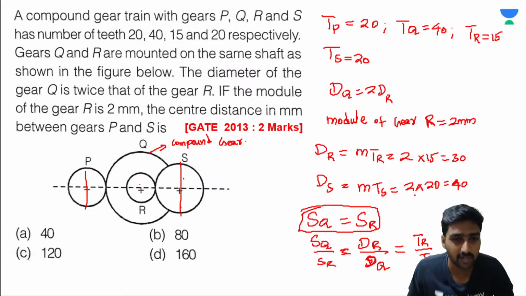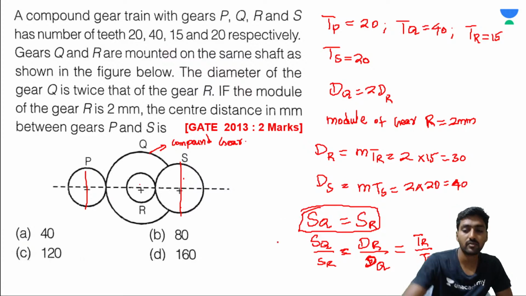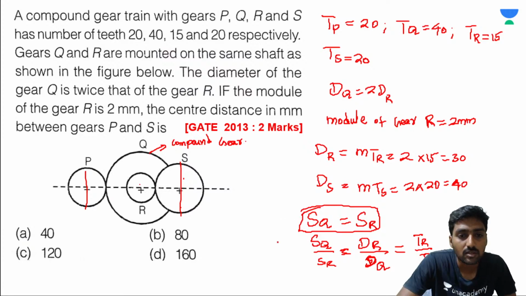This we have identified. Next, the speed of R and Q is equal. Speed of R and Q, it's equal, right? So the speed of R and Q is equal, but the module is different. So we need to identify the module for the next.